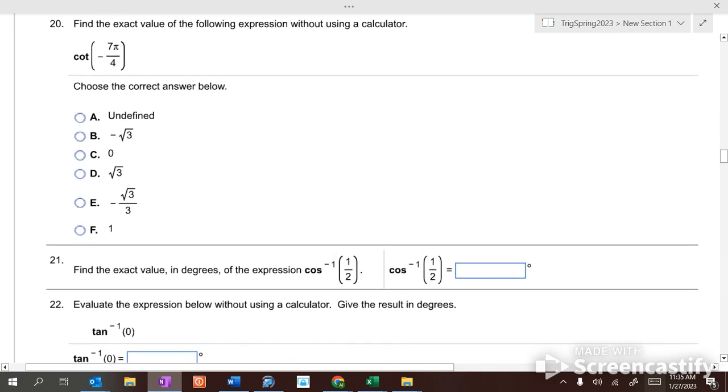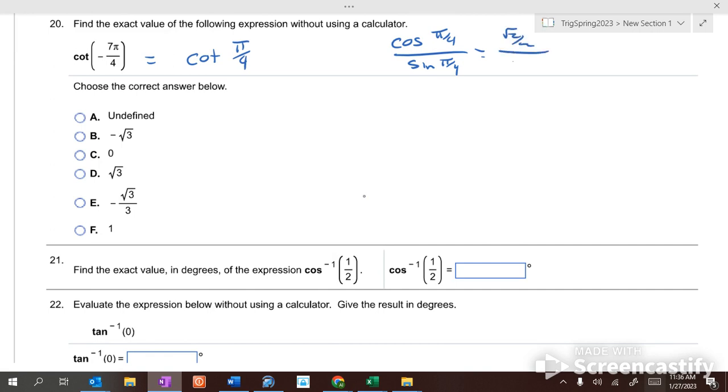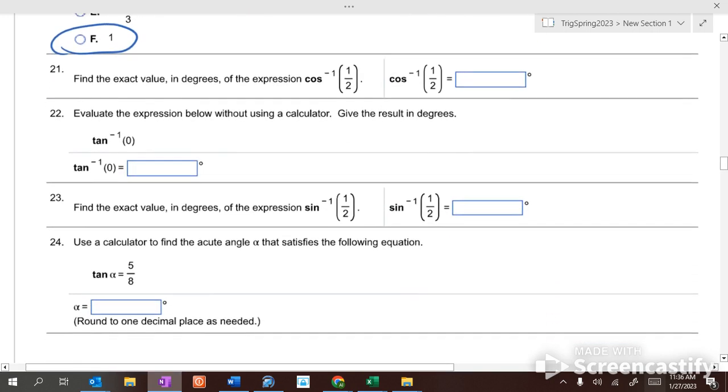The cotangent of 7 pi over 4 is the same as the cotangent. If we add 8 pi over 4 to it, it's pi over 4. So if we look for the cotangent of pi over 4, we're looking for the cosine of pi over 4 over the sine of pi over 4, which is square root of 2 over 2 over square root of 2 over 2. What is this equal to? 1. Square root of 2 over 2 over square root of 2 over 2 is 1.